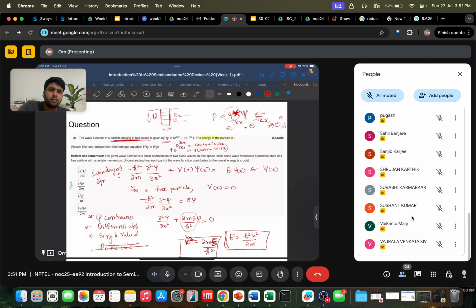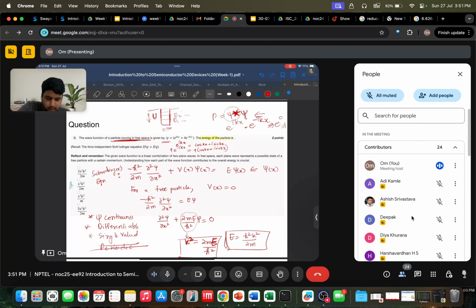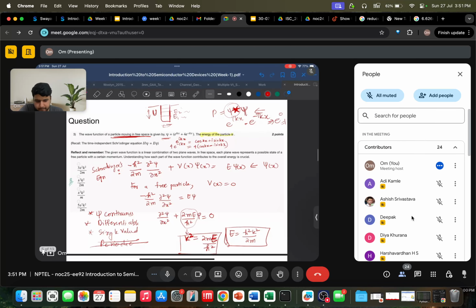All right, so I hope everybody is clear on this question. It is option B, h cross square k square by 2m.